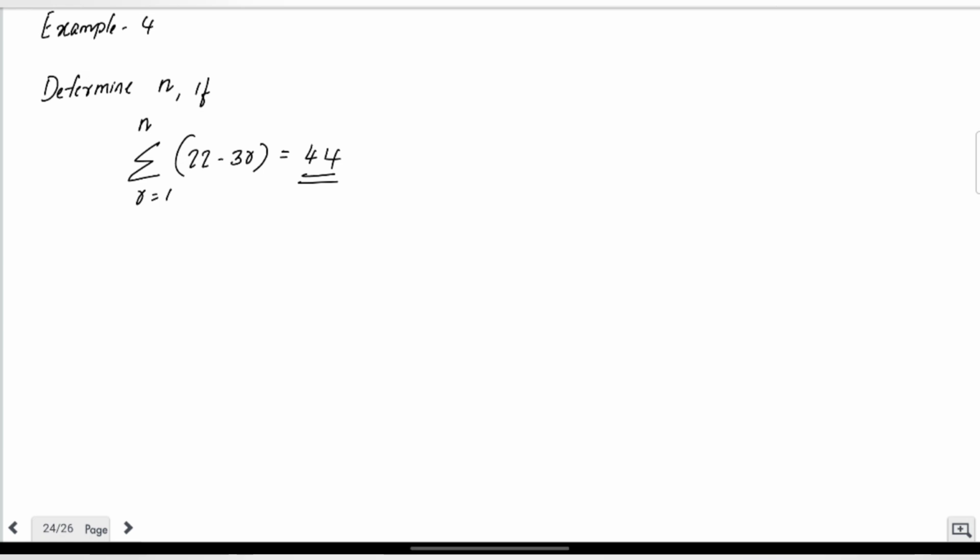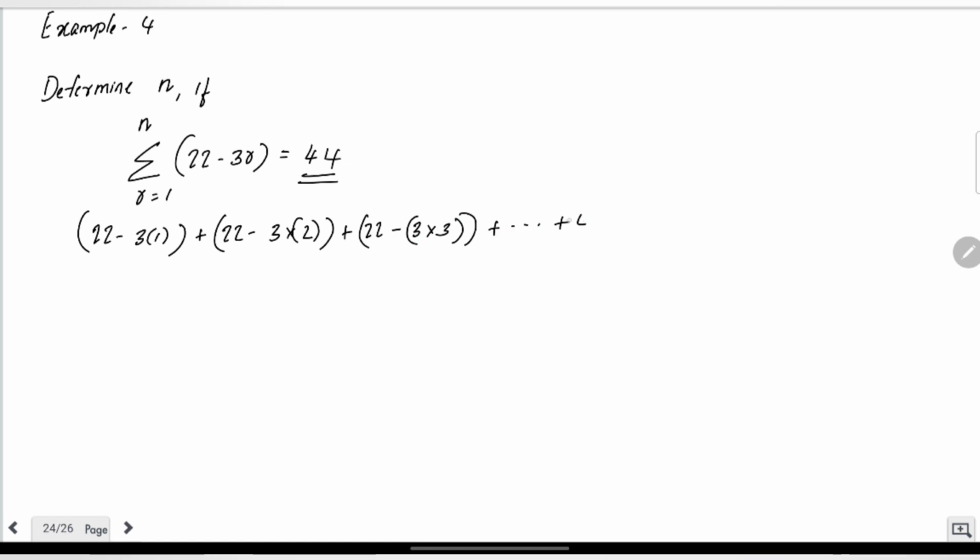Now I need to know, is it arithmetic or geometric, by expanding the first 3 terms. Let me find out. The first term is 22 minus 3 times 1. Second term is 22 minus 3 times 2, because it's starting from 1. Plus 22 minus 3 times 3. Third term, that is enough for finding, plus etc. The answer is given, which is equal to 44, isn't it? When you add them, the answer is going to be 44. We don't know how many terms are there, that is the question. So 22 minus 3 is going to be what? It is 19.